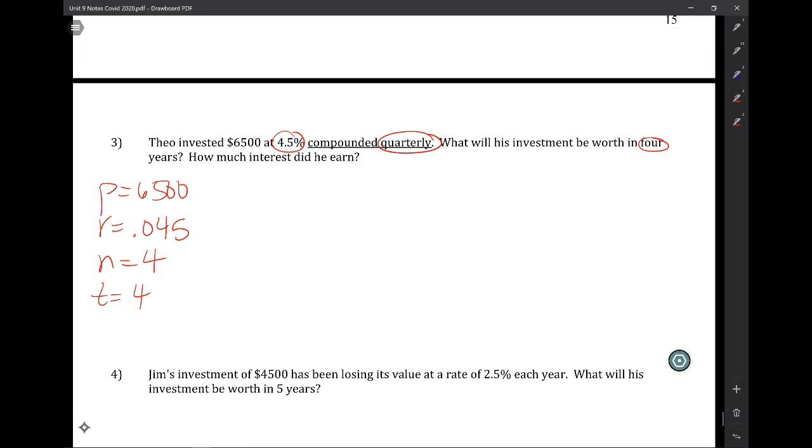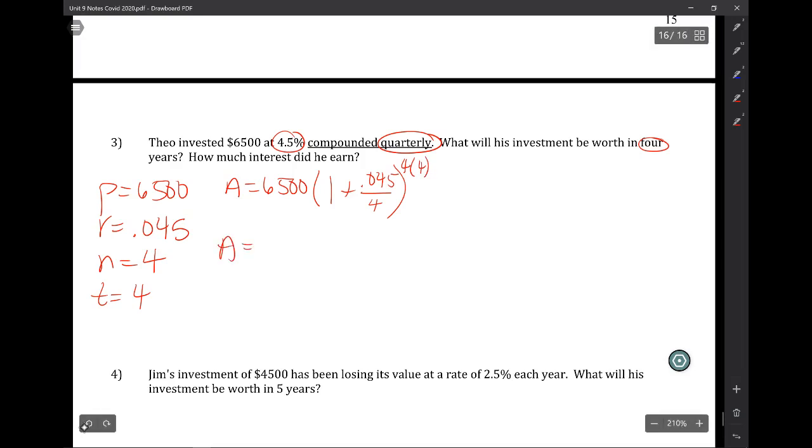So let's first figure out how much he makes after those 4 years. So our initial investment is $6,500. We have our rate divided by how many compounds there are, and then it's happening 4 times a year for 4 years. So a total of 16 times would be our exponent there. So again, I would take out my calculator, type that all in, hit enter. We're talking about money, so round to the nearest penny, so $7,774.10. That is how much I now have.